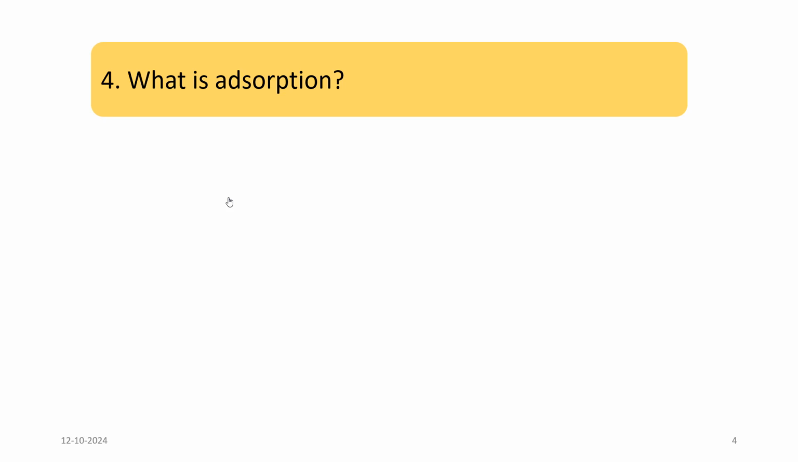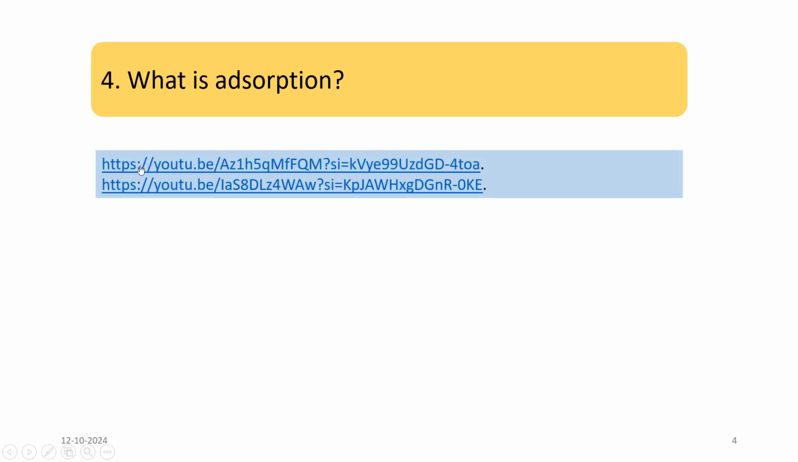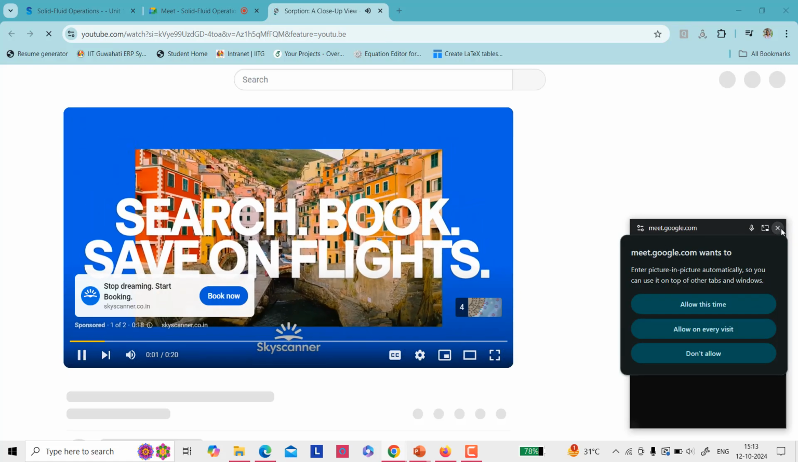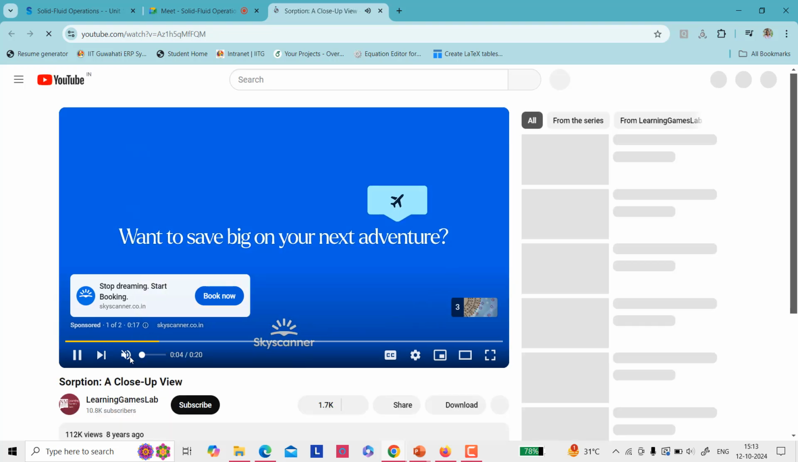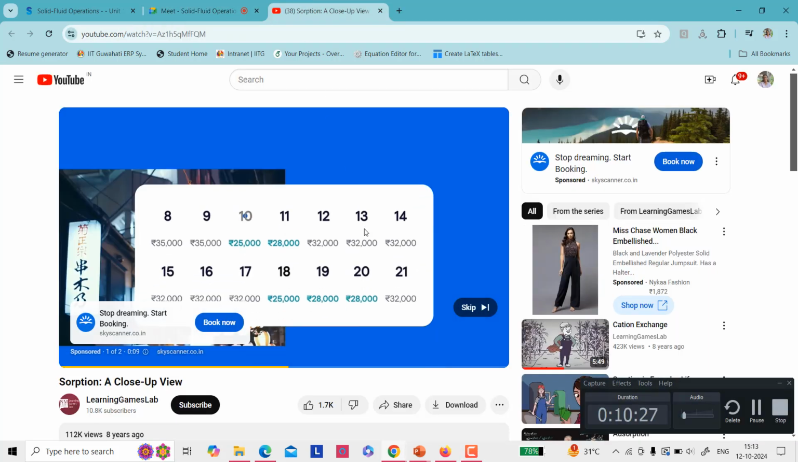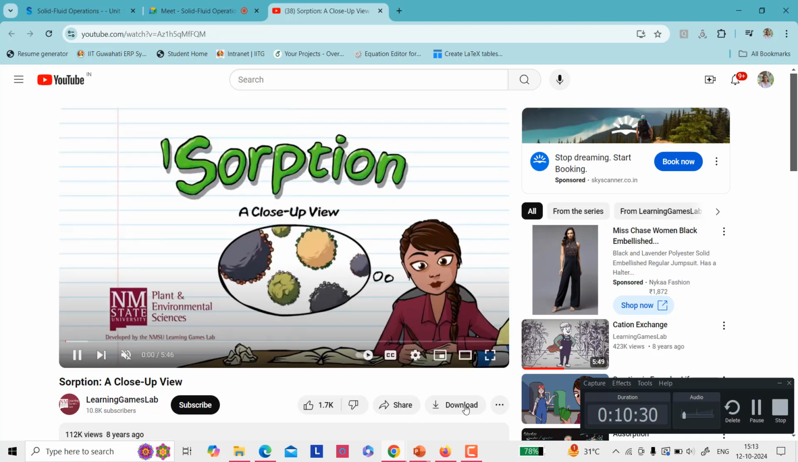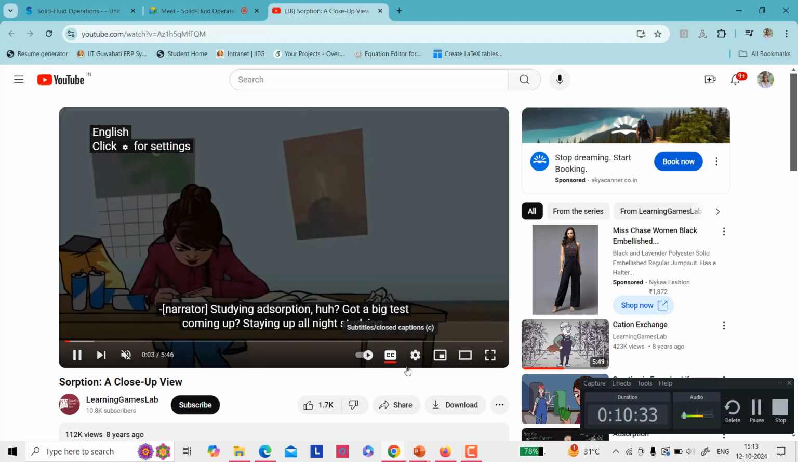Next, what is adsorption? Now we'll come to the definition of what is adsorption. We'll see this from a video. You can see the subtitles also.